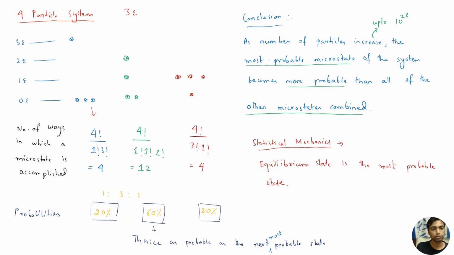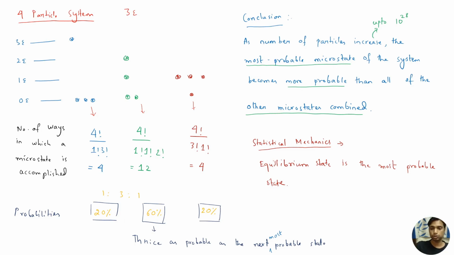It is 4 factorial by 1 factorial into 3 factorial, which is 4. If you calculate for this, it will become 4 factorial by 1 factorial, 1 factorial, 2 factorial, which is 12. And if you calculate for this, it comes out to be 4. Now if you look at the ratios, it will come out to be 20%, 60%, and 20%. So this is the most probable microstate, and it is thrice as probable as the next probable microstate.